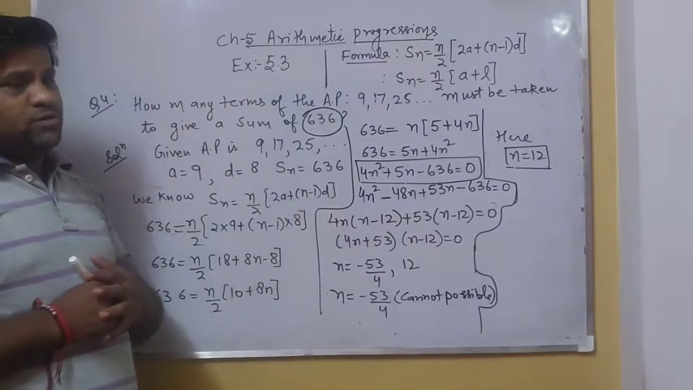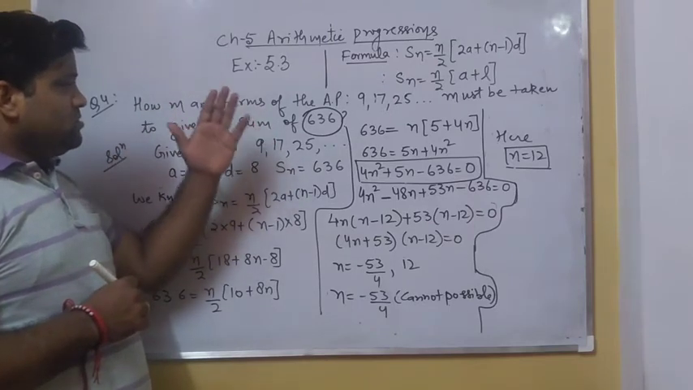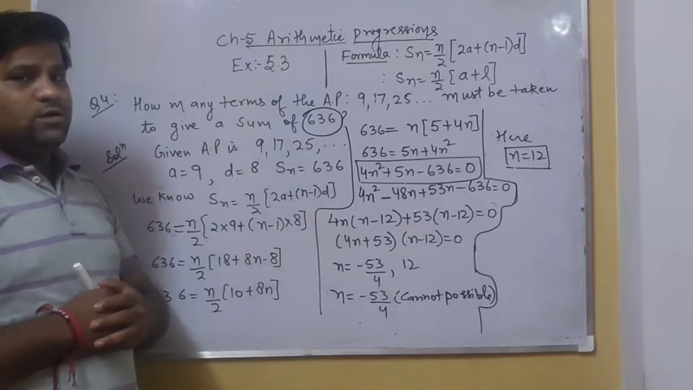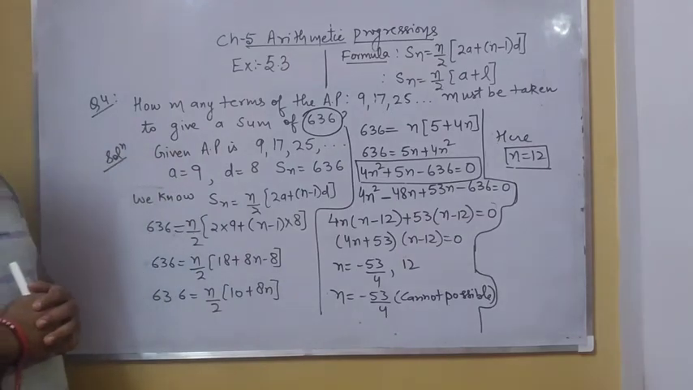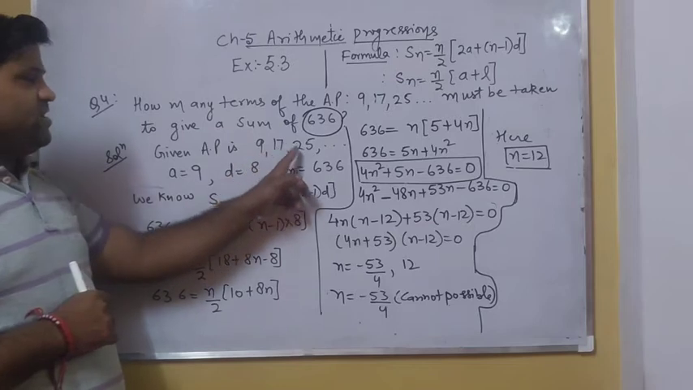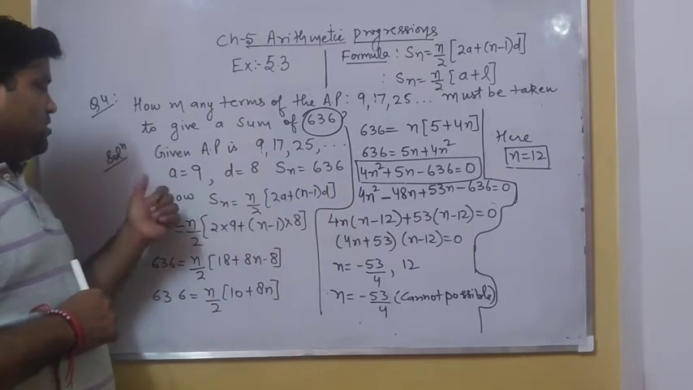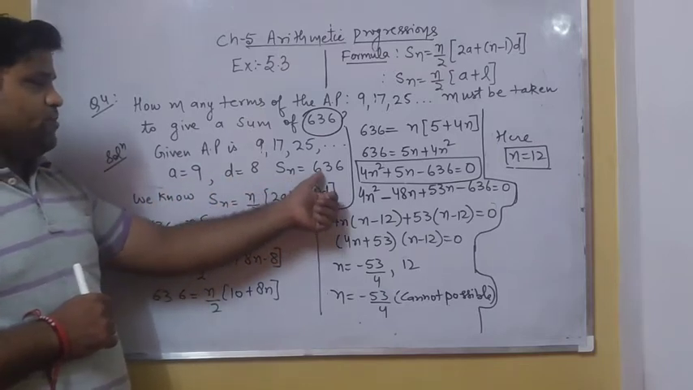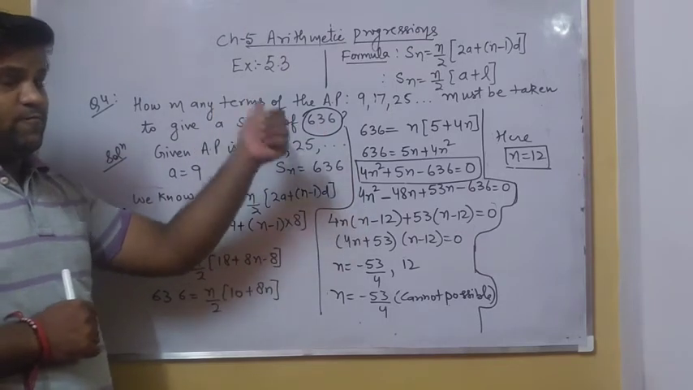In this question it is given that the sum of first n terms of an AP is 636. Here we have to find the number of terms, n. Our given AP is 9, 17, 25 and so on. From the AP we get the first term, which is 9, common difference 8, and sum of first n terms equal to 636, which is given in the question. Here we have to find n, the number of terms.